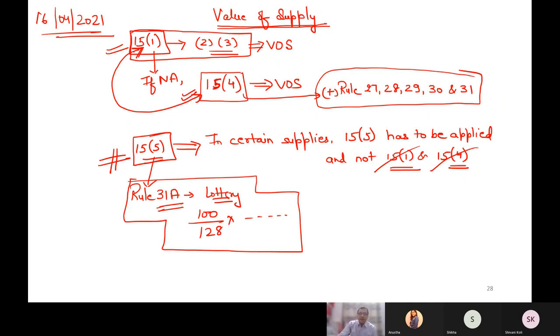Now technically in my hands I have three different subsections: 15.1, 15.4 and 15.5. In some cases 15.1 gives me the value, in some cases 15.4 gives me the value, in some cases 15.5 gives me the value. Apart from these three also, I have a fourth different way of determining the value, and it is rule 32. Rule 32. It's not a section, it is a separate rule 32. So this will be the fourth way of determining the value.